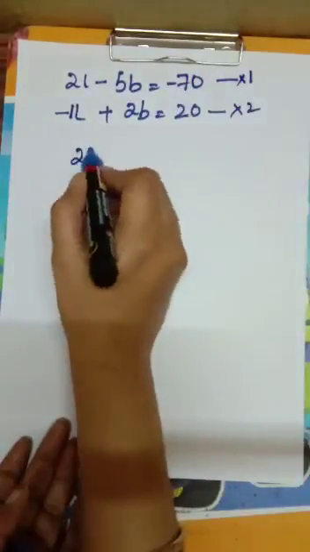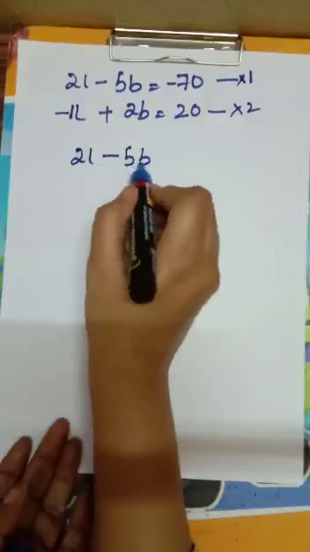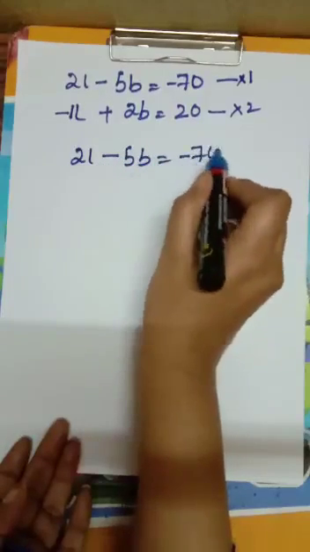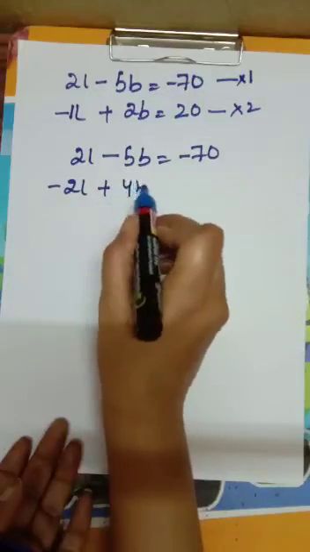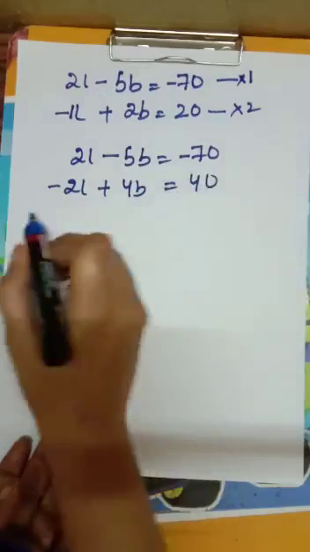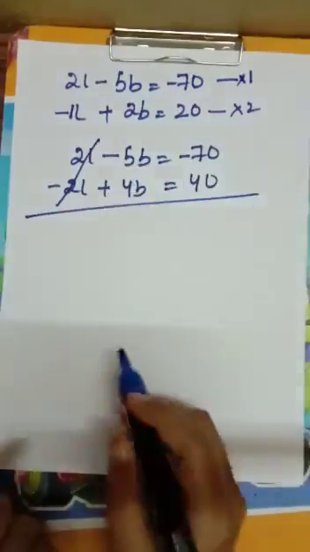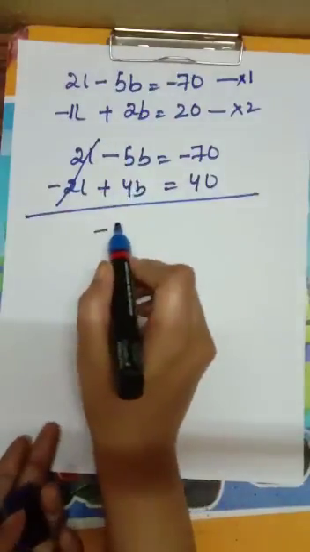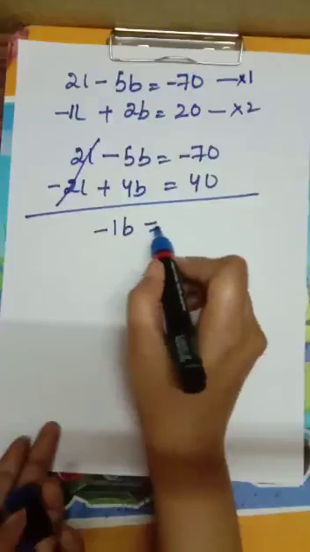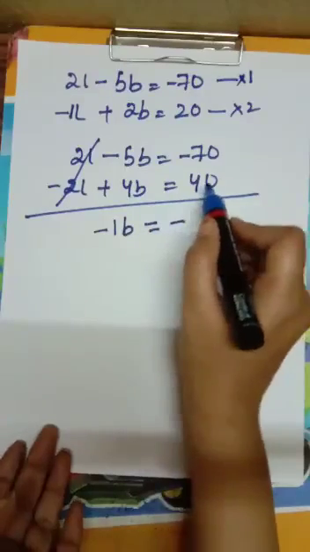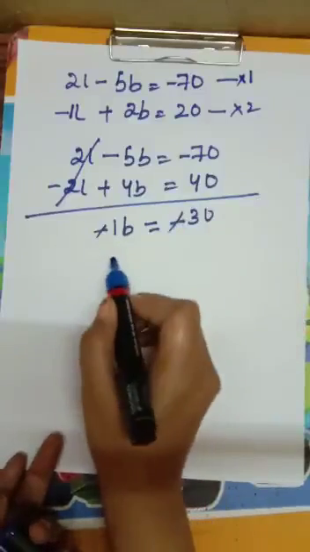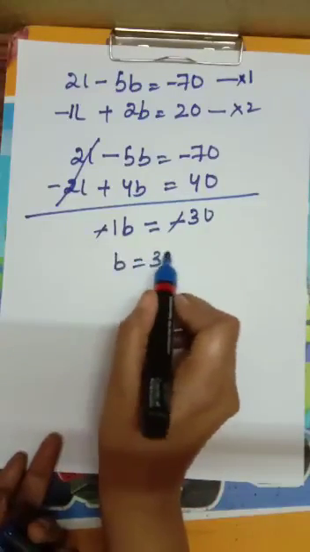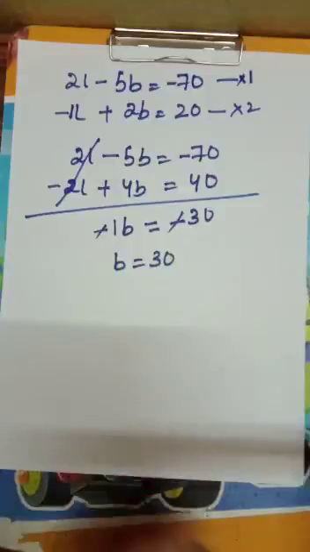So 2L minus 5B is equal to minus 70, and minus 2L plus 4B is equal to 40. Now plus and minus cancel. 5 minus 4 is 1, that is minus 1B is equal to minus 70 plus 40, that is minus 30. Minus and minus cancel, and B is equal to 30. We got the value of breadth as 30.